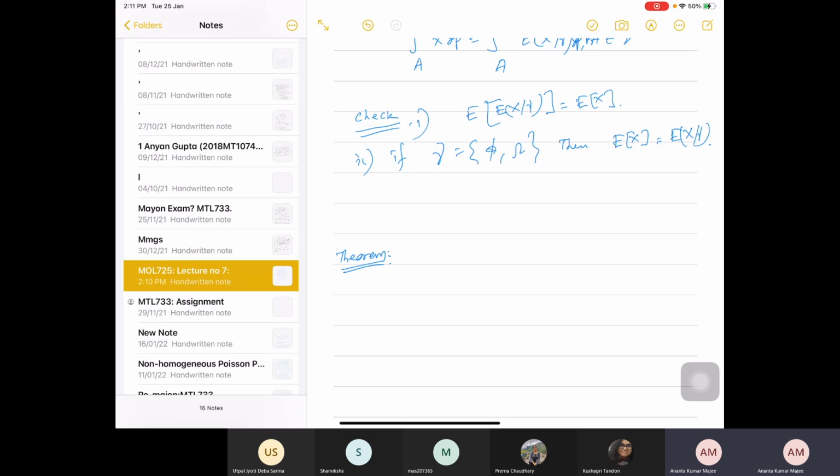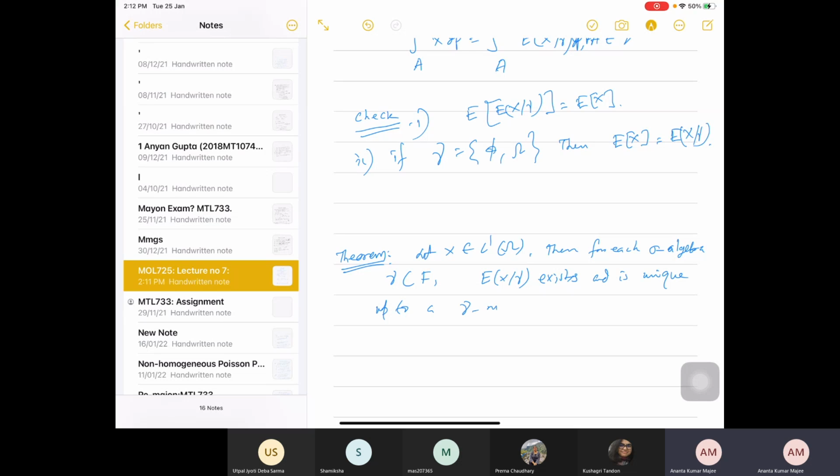In particular, let x be a random variable belonging to L1 of omega, which means it is an integrable random variable. Then for each sigma algebra nu, which is a subset of F, the expectation of x given nu by definition exists, and not only that, it is unique. This is a random variable, so whenever I talk about uniqueness, it is in the almost sure sense.